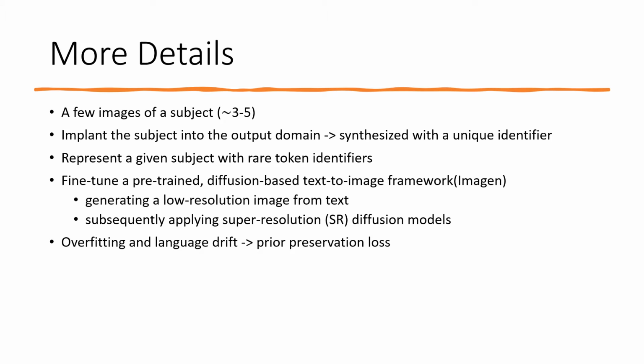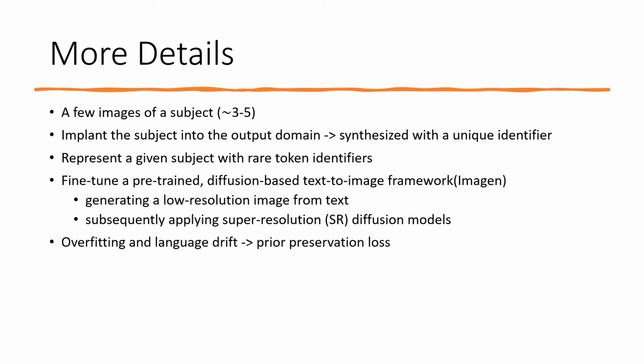To that end, the technique they propose is to represent a given subject with a rare token identifier and fine-tune a pre-trained diffusion-based text-to-image framework that operates in two steps, generating a low-resolution image from text and then subsequently applying super-resolution diffusion models. They first fine-tune the low-resolution text-to-image model with the input images and text prompts containing a unique identifier, followed by the class name of the subject. Example, a unique identifier dog.